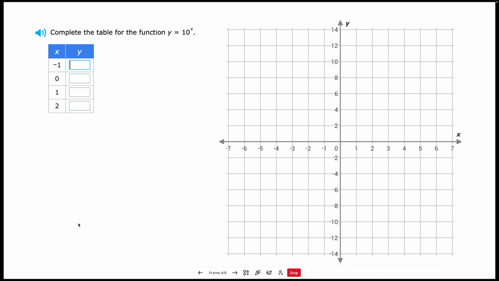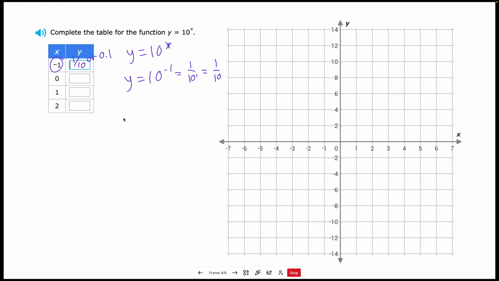Here we go. So they give us a function over here, and they say complete the table for y equals 10 to the x power. So let's replace the x with -1. Y equals 10 to the -1 power. We should know that this equals 1 over 10 to the first power, which is just 1/10. All right, 1 over 10. You could also put this as a decimal, so 0.1.